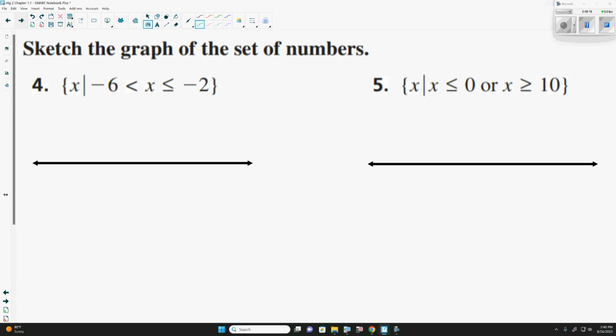Let's look at 4 and 5. Now, 4 and 5 are going to be a little bit closer to how I actually want you to do them on the assignment. I'm not expecting you to make a number line and have it be to scale. Because if we look at number 4, what are our two key numbers that we're going to need for this? -6 and -2, yes? So I have 2 spots. If it was only one of them, we would only need 1.